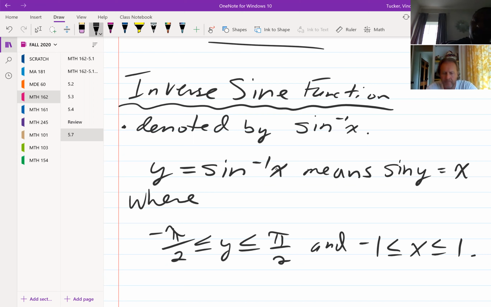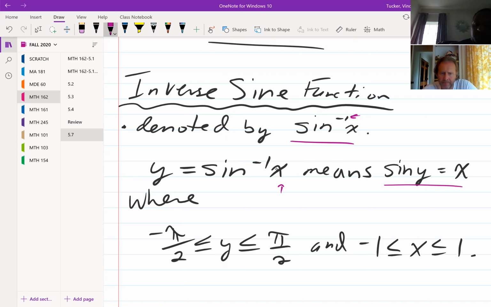All right. So the first function we'll look at is inverse sine. It's denoted sine inverse of x. We look at this right here, having the -1 raised, or superscript. So y equals sine inverse of x means that if I were to apply the sine to both sides, in other words, let's say I was trying to solve for x, I would apply sine to both sides. That means sine of y is equal to x.